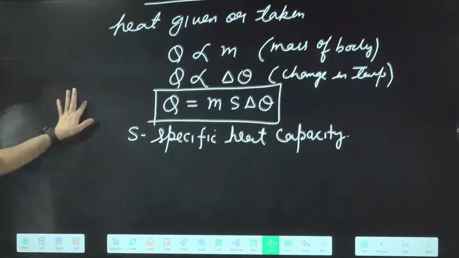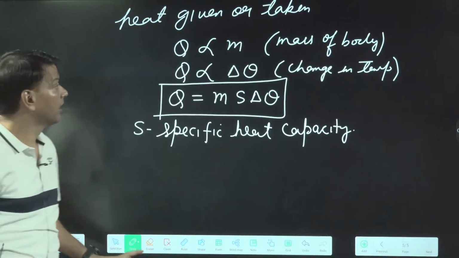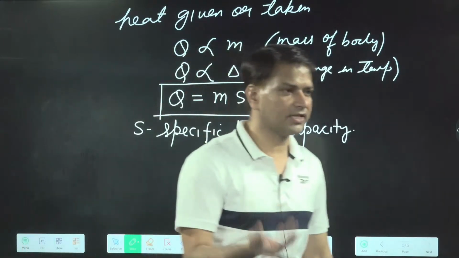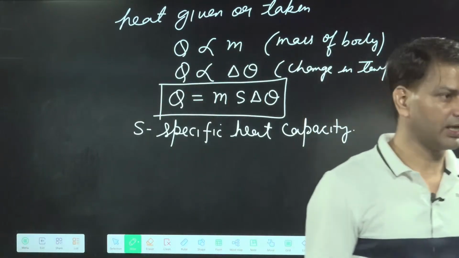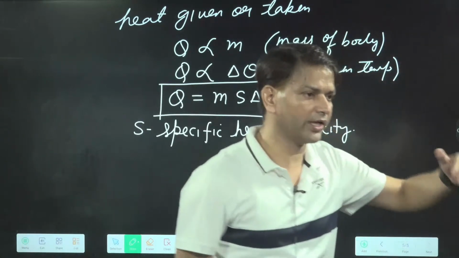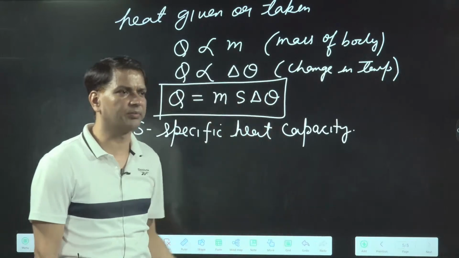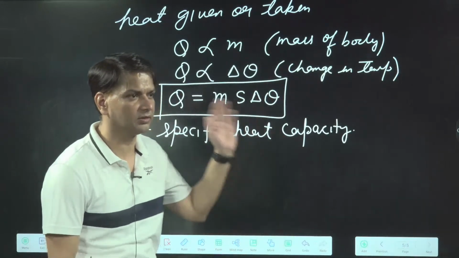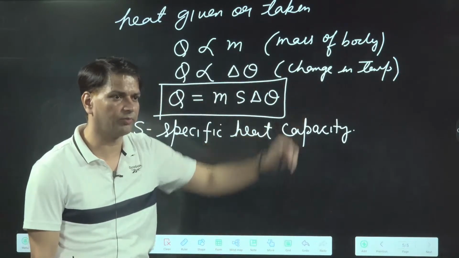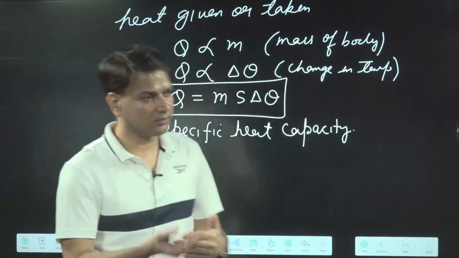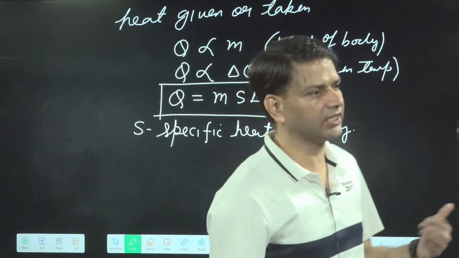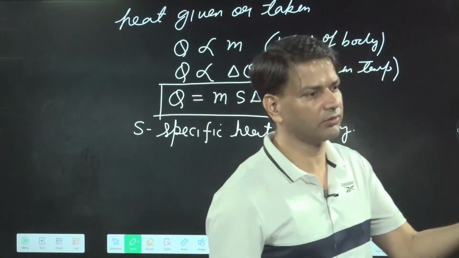Q is equal to m s delta theta. Now, if you want to increase the temperature of the body, you have to supply the heat. If the body temperature is falling, it will release the heat. Delta theta positive means you want to increase the temperature, so you have to supply the heat. Q will be positive. When body temperature is falling, delta theta is negative, it means heat is ejecting from the body.